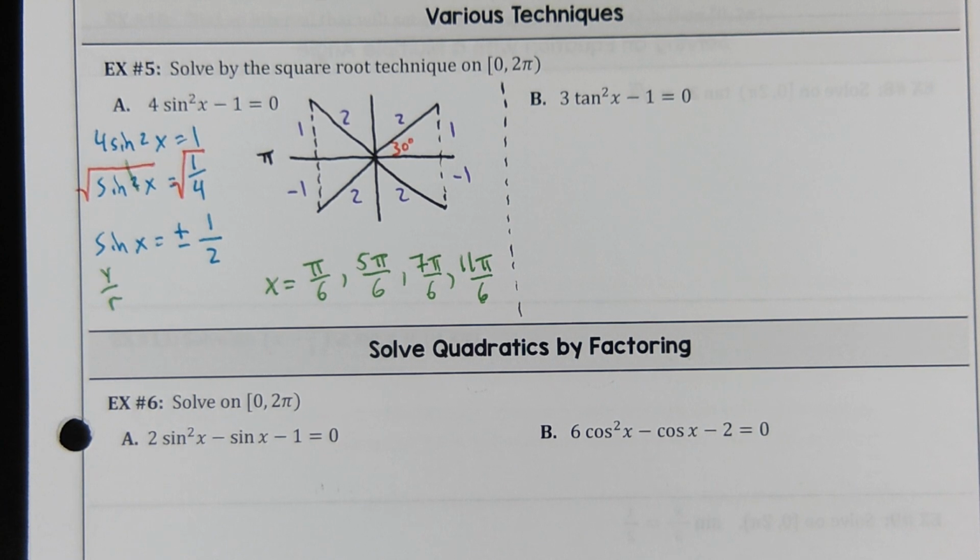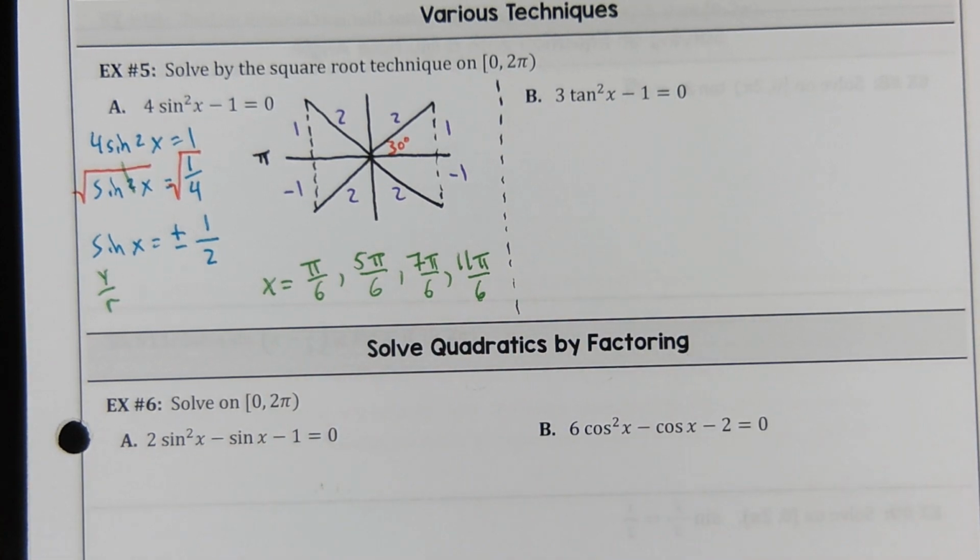What do you think about that? I mean, the only thing that made it any different from what we did yesterday was now we have to worry about the positive and the negative cases. At least we don't have to identify the solution set with 2 pi and all that. Right? Yes, Mr. Brown? Okay.